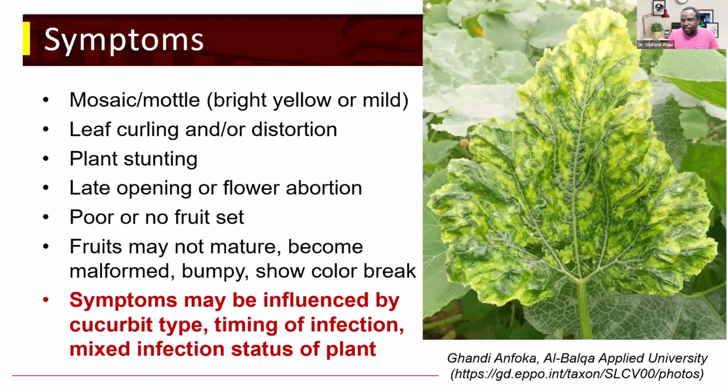It's important to emphasize here that symptoms may be very tricky to interpret because symptoms may differ between different cucurbits. The timing of infection may impact the severity of symptoms, but more importantly also because mixed infection status of plants can make symptoms very confusing. Here's a picture of a symptomatic plant, presumably from Jordan. It is unclear whether this is only due to squash leaf curl virus or whether other viruses are involved. And so we have to be very careful in the way we interpret symptoms.